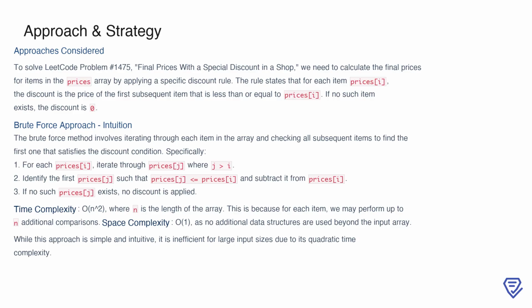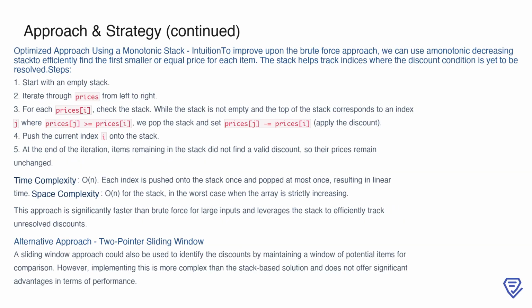Because we're not using any additional structures, the space complexity is 1. However, this approach becomes inefficient for larger datasets due to the quadratic growth in operations. To improve on the brute force approach, we can use an optimized method with a monotonic decreasing stack. This technique helps efficiently track potential discounts as we iterate through the array.